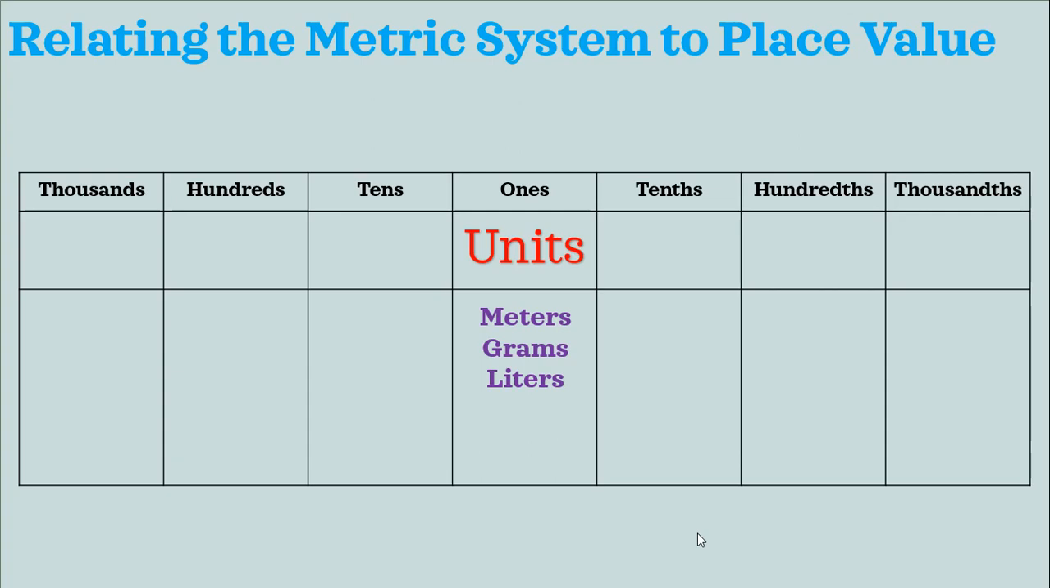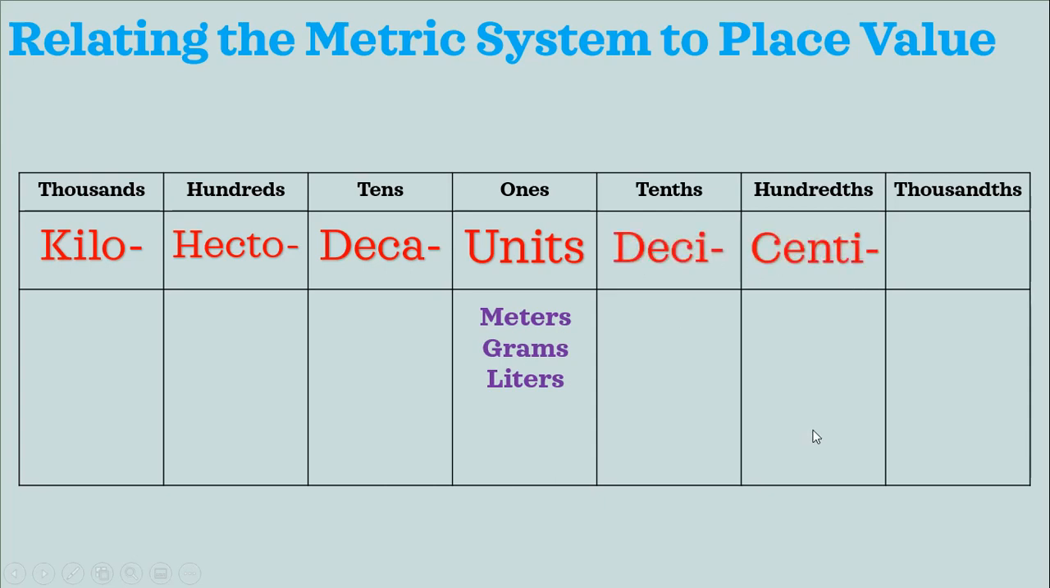So if we're going bigger than units, we have deca, hecto, and kilo. These are our prefixes. We put them in front of the unit that we're using. So we may have kilometers, kilograms, or kiloliters. The metric system that is smaller than units would be deci, centi, and milli. Once again, these are our prefixes. We put them in front of the unit that we're dealing with. So we may have millimeters, milligrams, and milliliters.